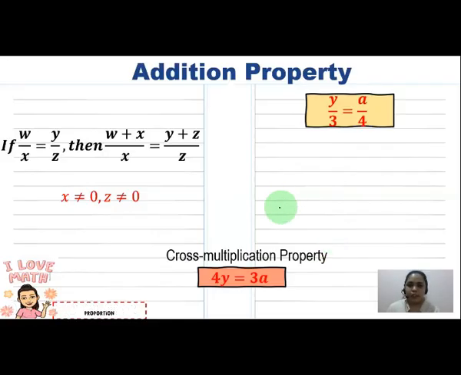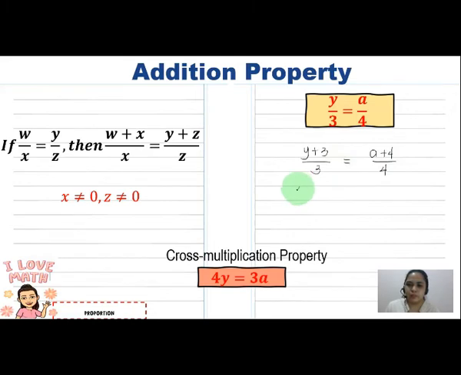Next, addition property. So, if W over X is equal to Y over Z, then W plus X over X is equal to Y plus Z over Z, provided that X and Z is not equal to 0. So, makikita nyo, in-add ang numerator at denominator dito sa taas. Then, copy the denominator. So, gawin natin dito. So, we'll have Y plus 3 over 3, tama ba? Okay. Equals A plus 4 over 4. So, cross multiplication tayo. So, we'll have Y plus 3 times 4.